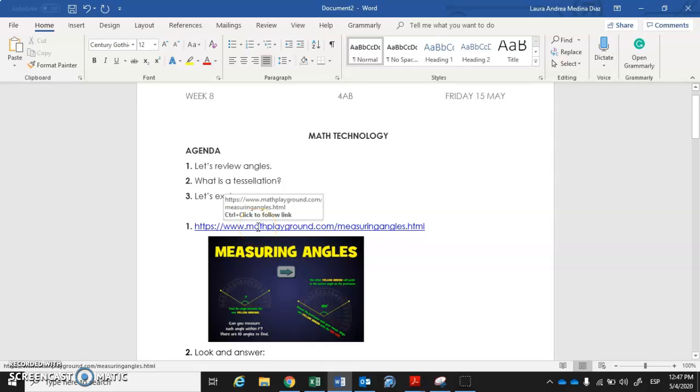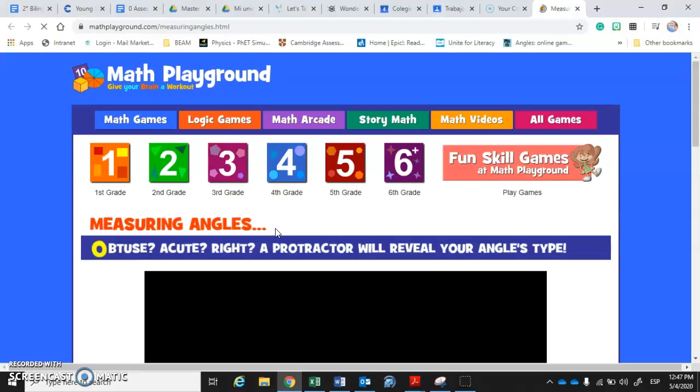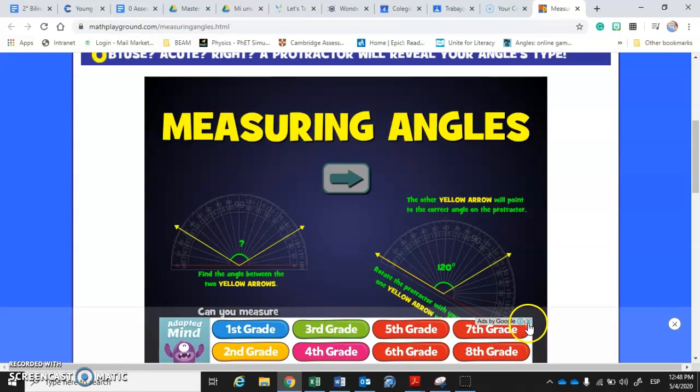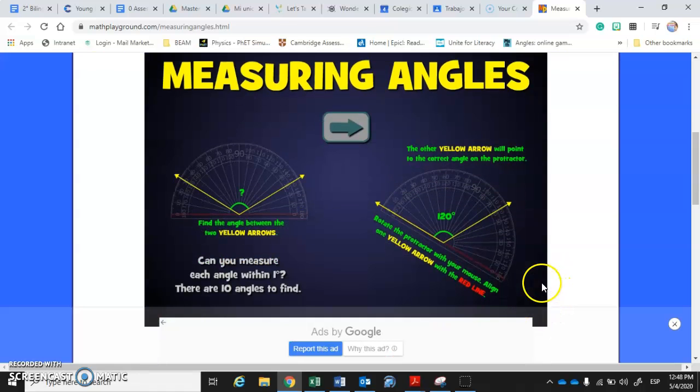So the idea is that you click. Remember, control click when the hand appears. It's the only moment that it's going to open the game. So this is the game. It's called measuring angles.